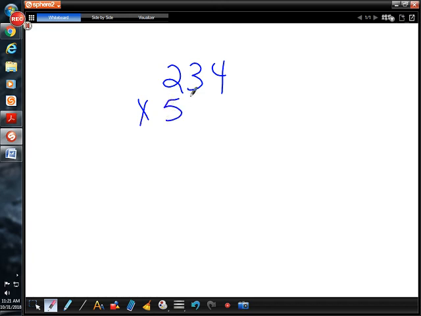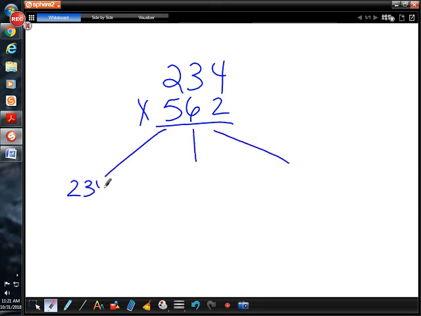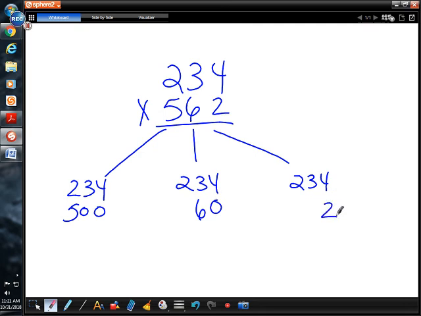Now, real fast, let me show you one of the big ones. 234 times 562. This will actually get split 3 ways. So 234, 234, 234 with 500, 60, and 2.